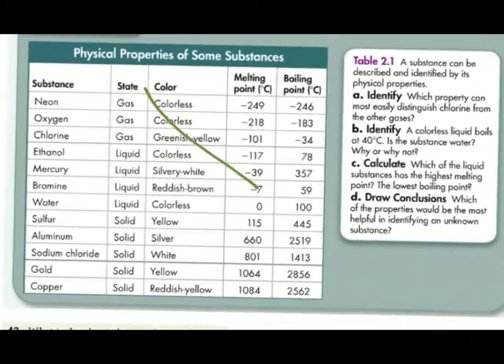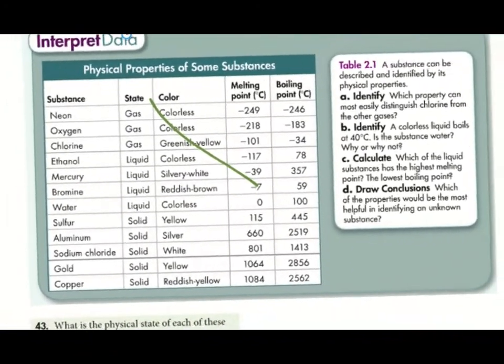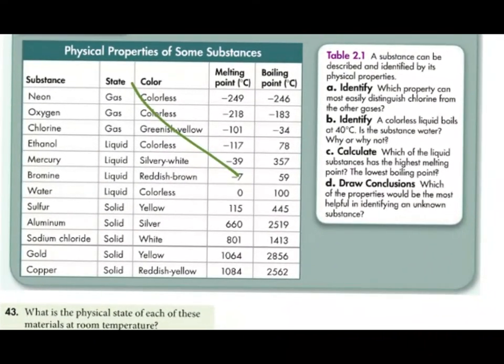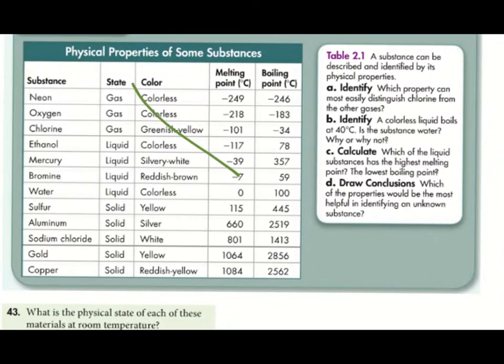Here you have a table of physical properties of some substances, and you have some questions on the right. Question 1. Identify which property can most easily distinguish chlorine from other gases. If you look at chlorine, what distinguishes it from other gases? Here is chlorine, okay? These are the gases we have. What distinguishes chlorine? The color, right? So the color of chlorine, greenish, because other gases are colorless.